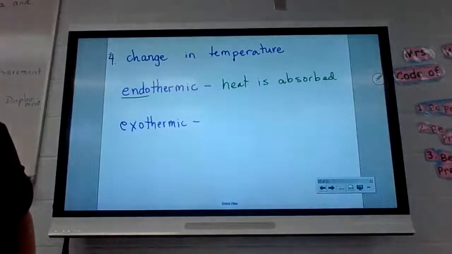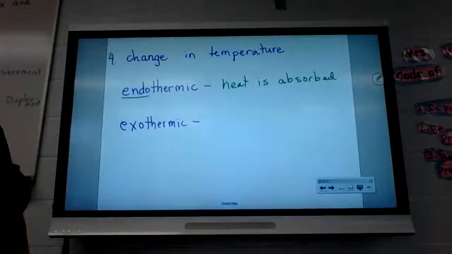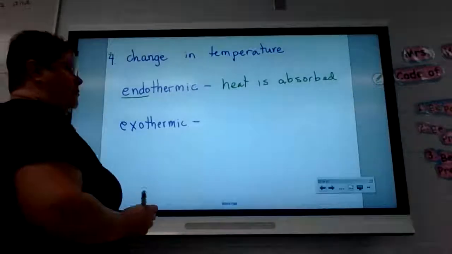Endo means what? Inside? Learn the prefixes somewhere else? Am I crazy? Y'all gonna learn prefixes? Okay, endo means inside, so heat is absorbed.